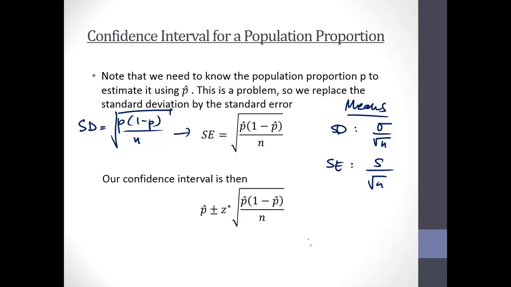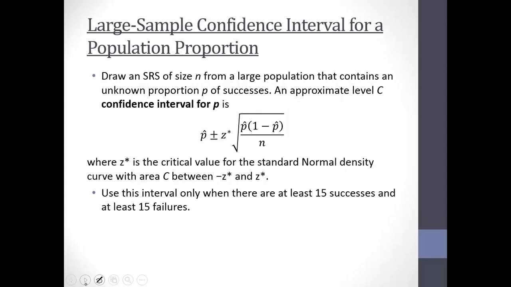So then the formula that you can actually use is this one down here, right? With that formula, we have everything we can plug in and figure out what our confidence interval is going to be. Here's our formal statement: if we have a simple random sample of size n from some large population, our approximate confidence interval is going to be p hat plus or minus z star times the square root of p hat times 1 minus p hat over n.